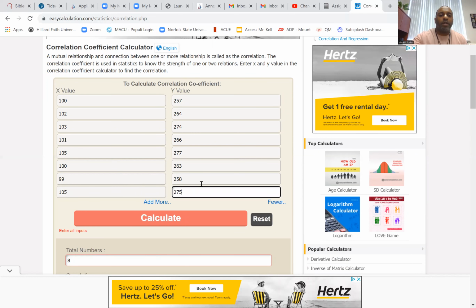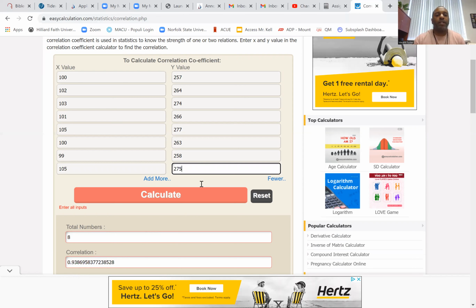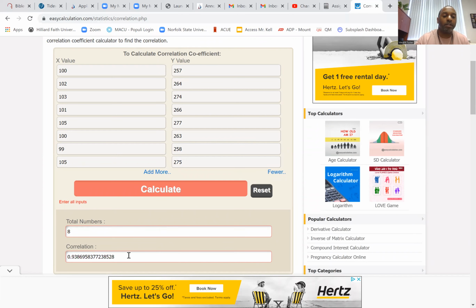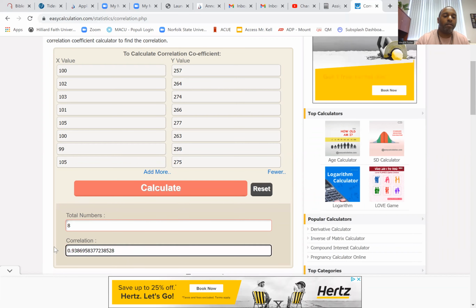All right, so even though we put in sixteen numbers, they only count as eight occurrences, because you swing the golf club at a certain speed, then the ball travels. That's one occurrence or one observation. Then you do that eight different times. So we have 16 numbers, but it only counts as eight observations. So eight total, and then we have a correlation right here.